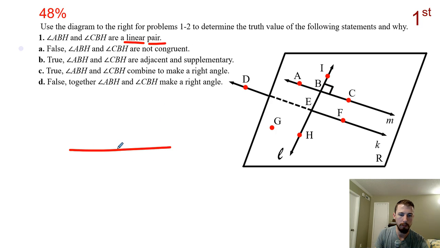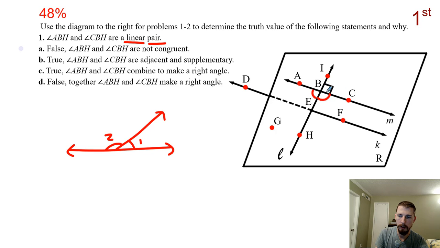Remember, this was also the most missed problem, or at least involving this term, a linear pair, was the most missed problem from the last test as well. So a linear pair looks something along the lines of this. It's a pair of angles that add up to a straight line. So that means there's two things. They're adjacent to each other, meaning they're touching, and they're supplementary, which means they add up to 180 degrees. So if you look over here, we have angle ABH, which would be this angle right here, and CBH, which is this angle right here.